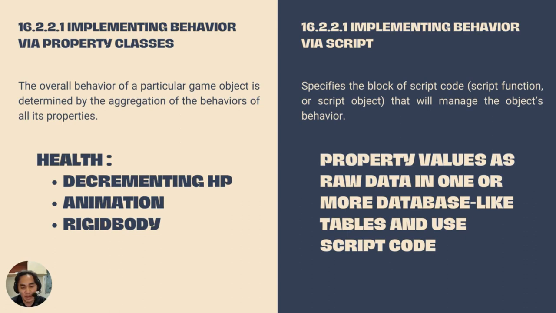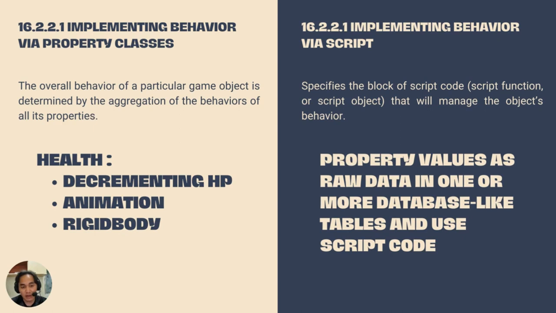So let's say I'm making a health property, and we're also making something like receiving damage or making changes to the health. It will change the property, like decrementing HP accordingly, and also can communicate with other properties such as animation and rigid body. When receiving damage, it can trigger an animation for it, so it produces some cooperative behavior.